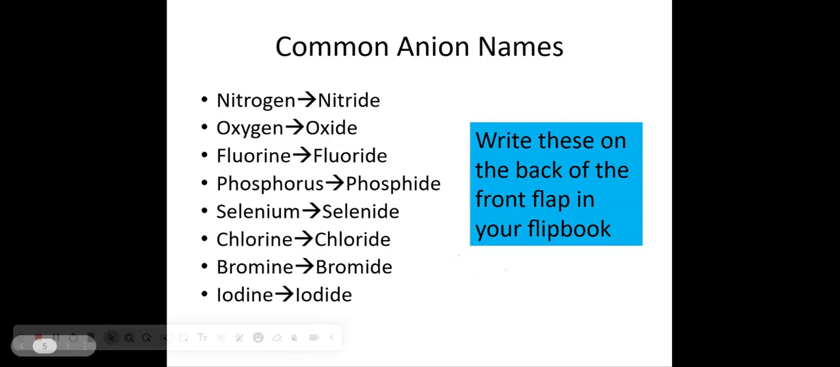On the back of the front flap, I want you to write these common anion names. Most of them are pretty easy to understand. So you drop the regular ending, and you add the root -ide. Like fluorine becomes fluoride, chlorine becomes chloride, bromine is bromide, iodine is iodide. But some of them are a little weird, like nitrogen. It's not nitrogenide, it's nitride.